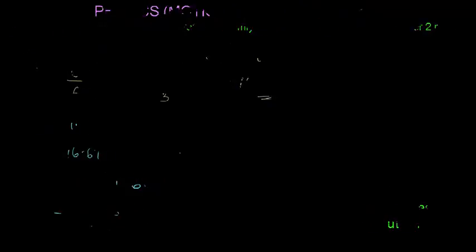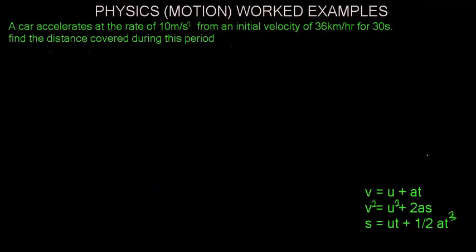Thank you. This is another problem that we would like to solve, and the question goes thus: a car accelerates at a rate of 10 meters per second squared. That is our a, a is equal to 10 meters per second squared, from an initial velocity of 36 kilometers per hour. Since this is in kilometer per hour, we need to convert it to meter per second.